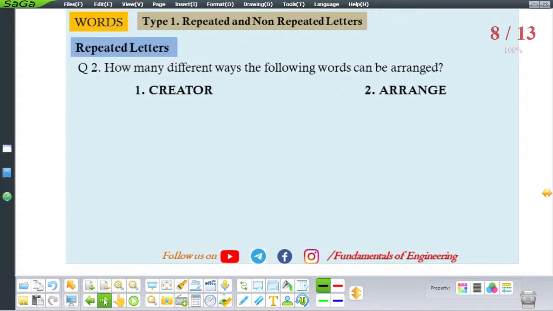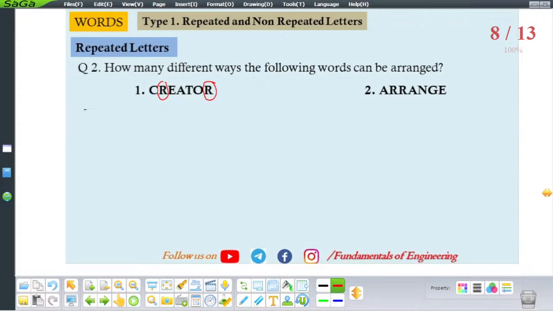Second, repeated letters. So what is the concept of repeated letters? If you see the question, how many different ways can the following words be arranged? First is creator, right? But here you can see the R is repeated twice. This is the concept of repeated letters. In the earlier example no letter was repeated, but here the letters are repeated. R is repeated twice. So how do we get the possible arrangements?